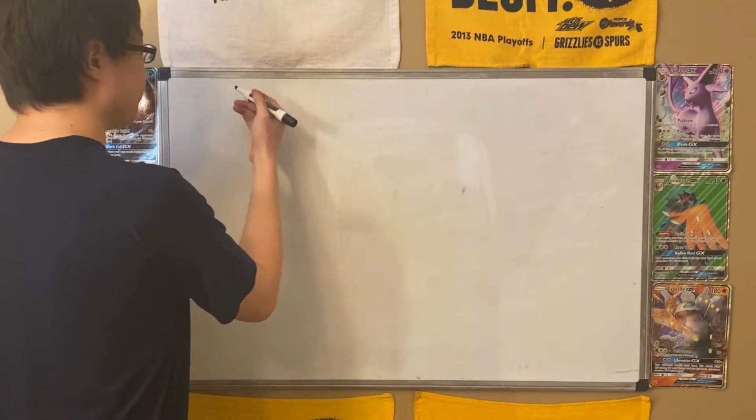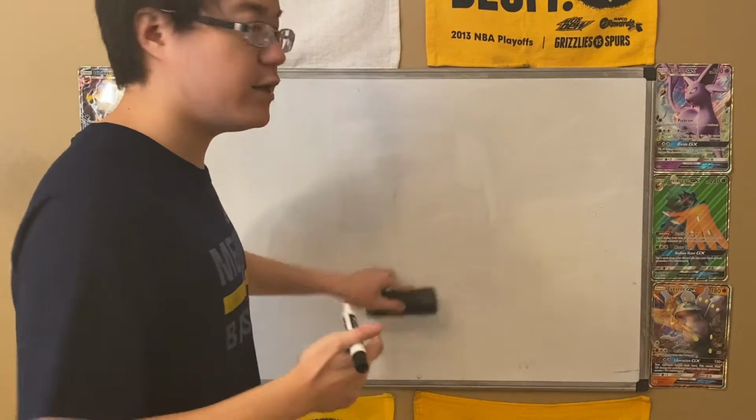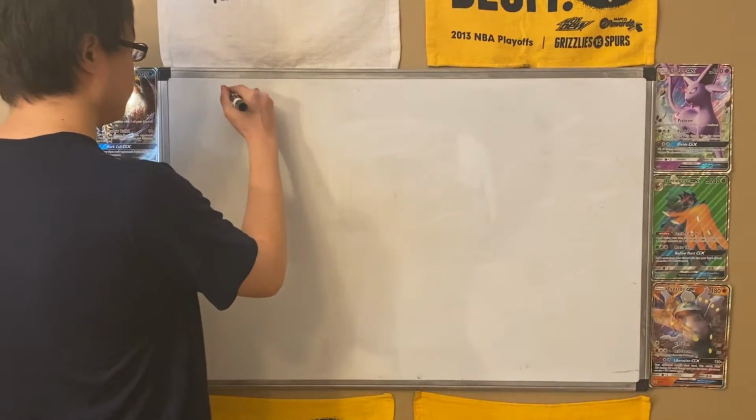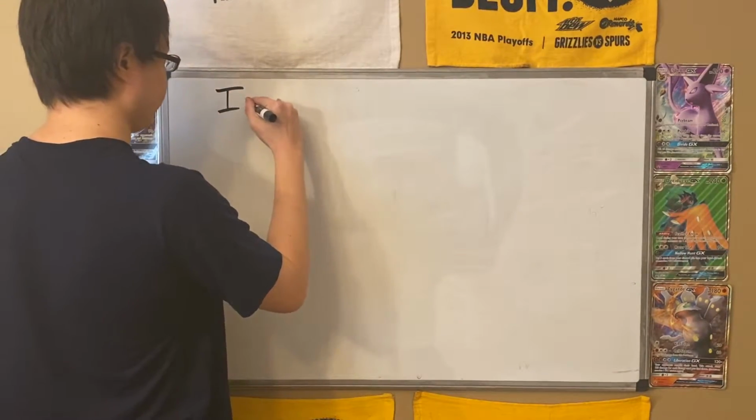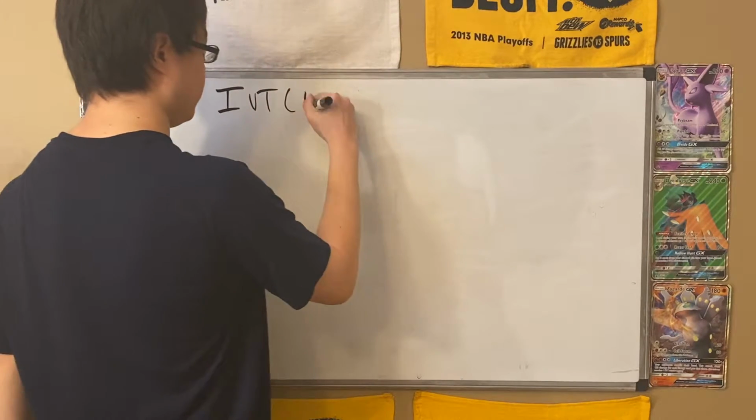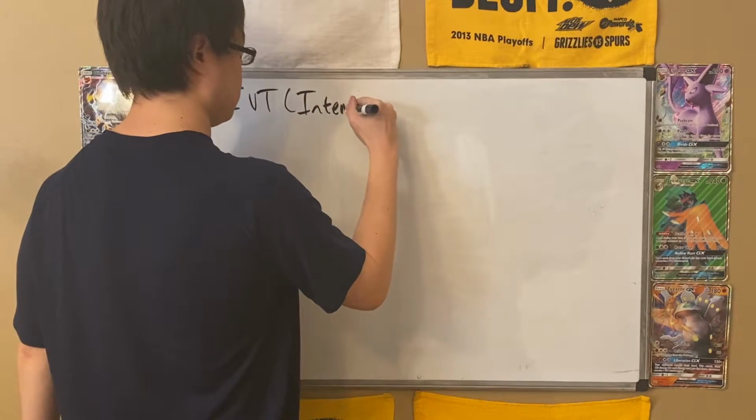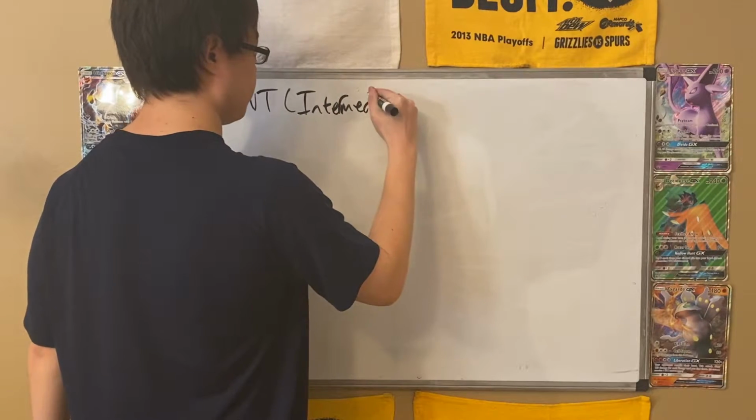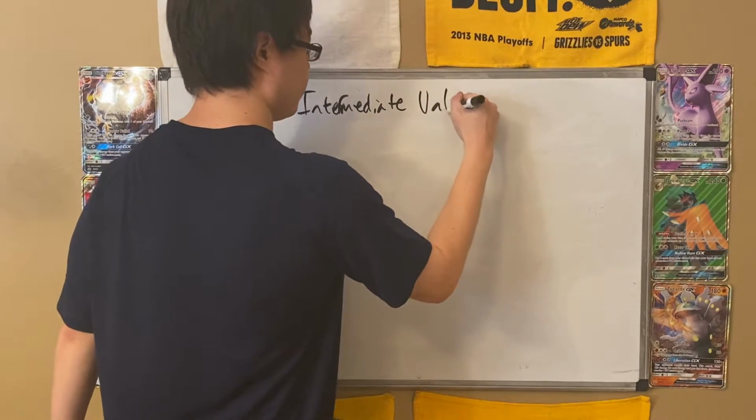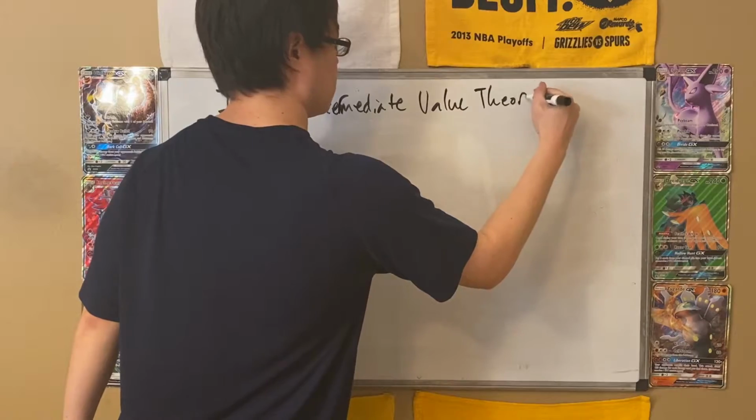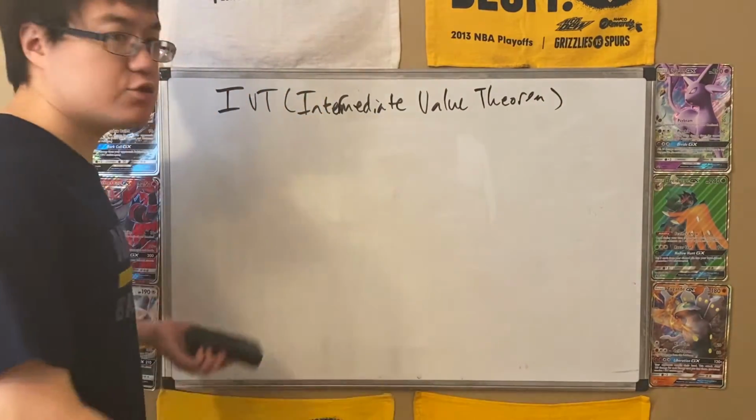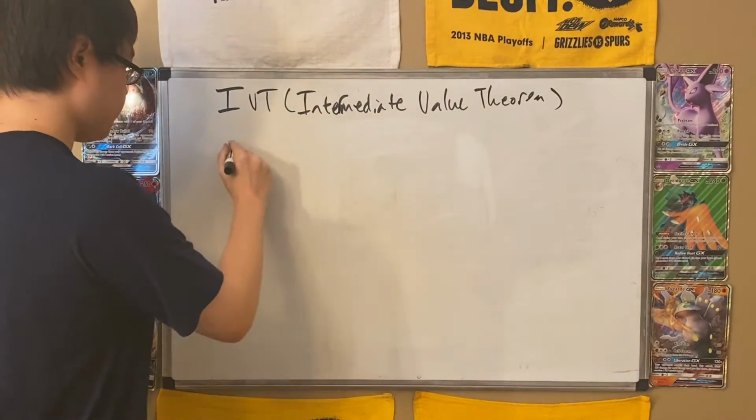So first off, I'm going to just draw an example of one and then state the theorem. So the first one we're going to do is let's do intermediate value theorem first. So IVT stands for intermediate value theorem. If I can spell the word intermediate value theorem. So I'm going to draw a picture first because it makes more sense with a picture.